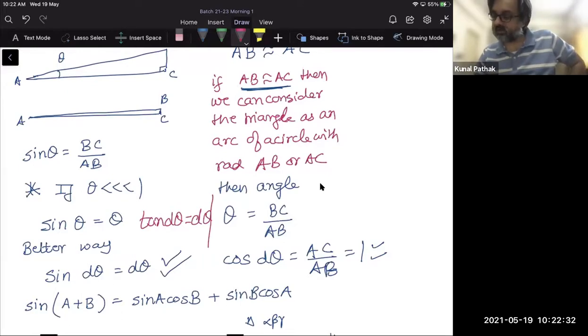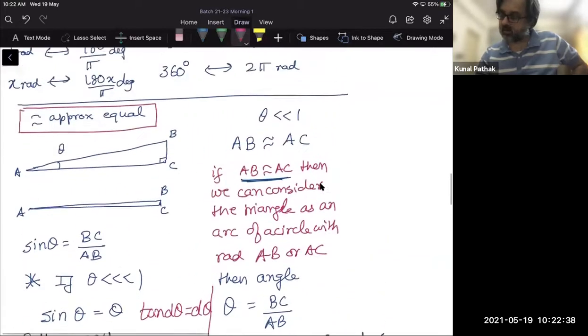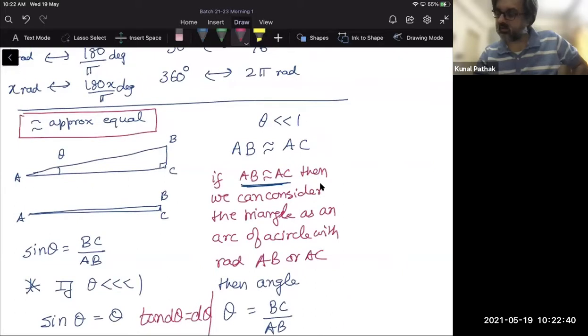So if an angle is very, very small, then you need to remember that, I'll write it down here, theta is very, very small, then this would mean that sine d theta is equal to d theta, cosine d theta is equal to 1, and tan d theta is equal to d theta.